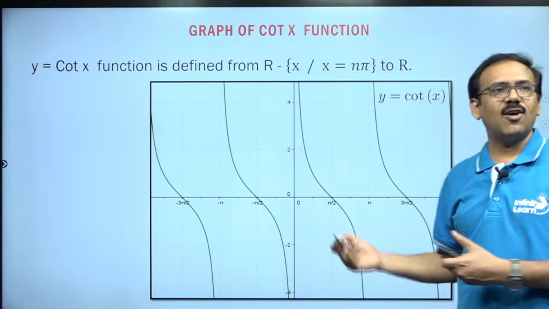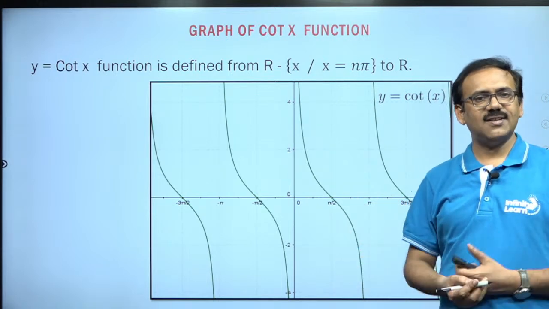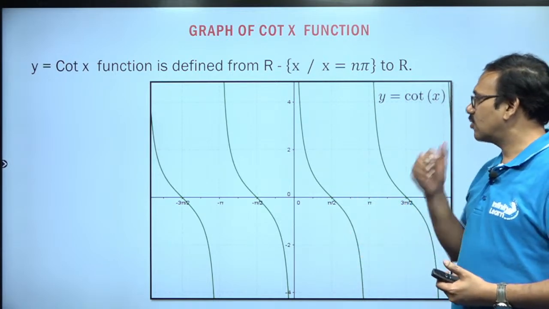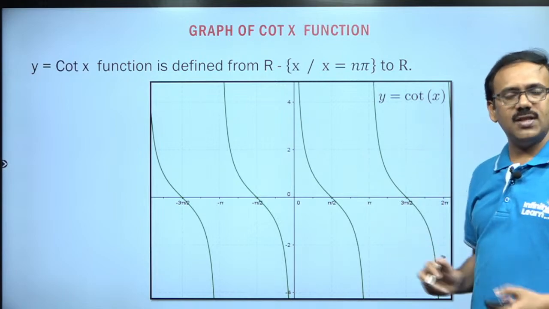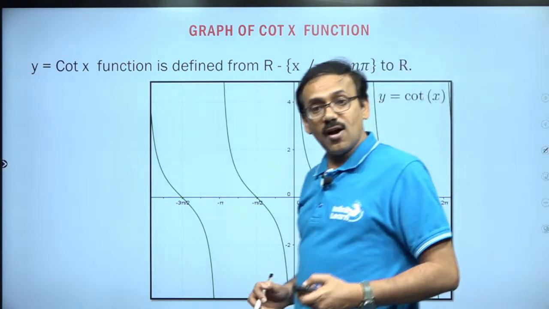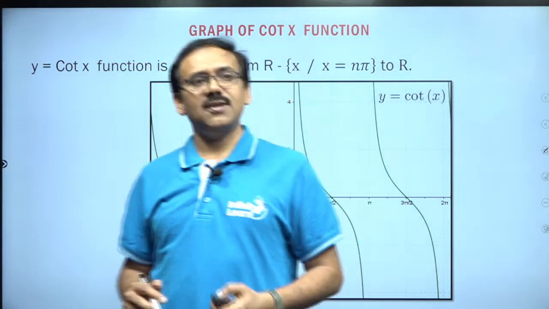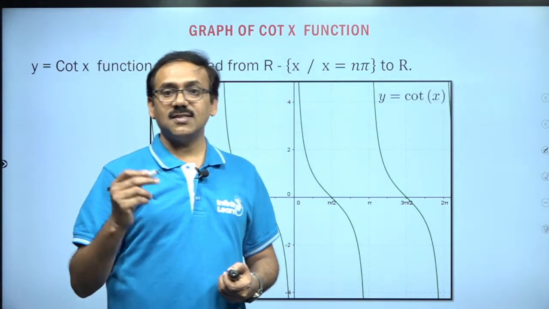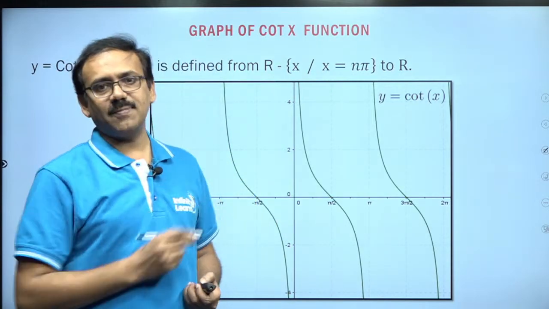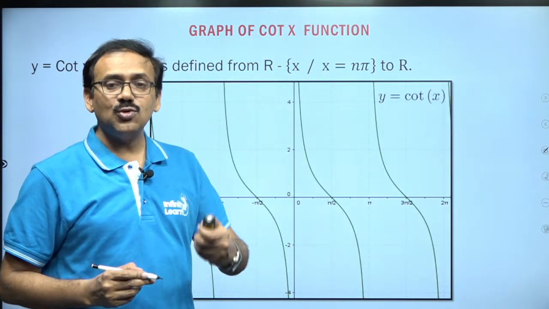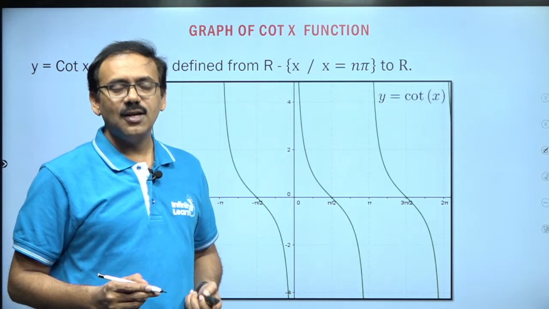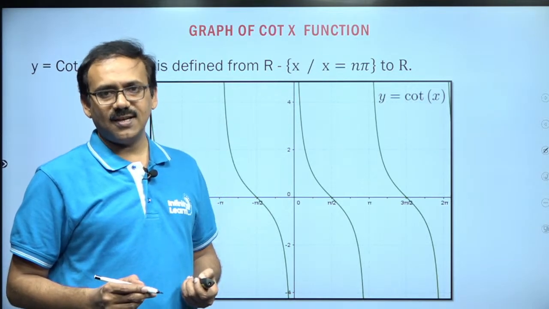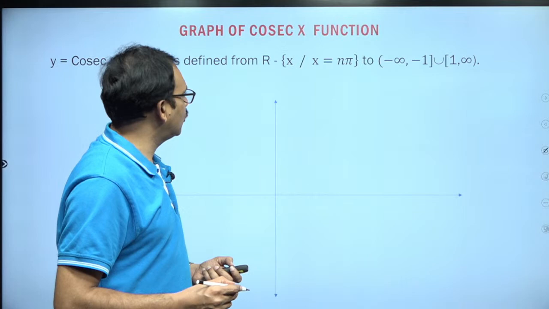You can see the graph of cot x, right. So, my dear students, with this we have covered the graphs of 4 fundamental trigonometric functions: sin x, cos x, tan x and cot x, my dear friends. The next two left out functions are cosecant x and secant x, right. Let us take up those functions.